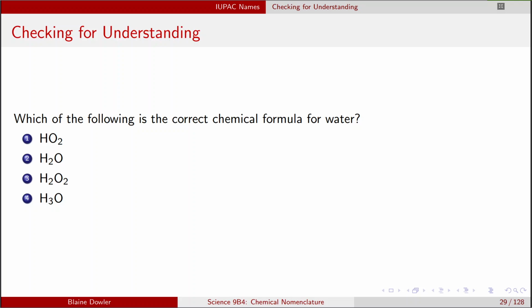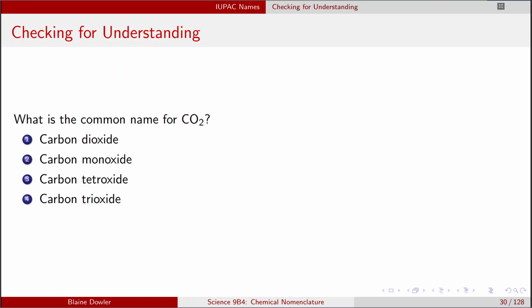Which of the following is the correct chemical formula for water? Is it HO2, H2O, H2O2, or H3O? Pause now if you need more time. Water is H2O. What is the common name for CO2? Carbon dioxide, carbon monoxide, carbon tetroxide, or carbon trioxide? Pause now if you need more time. This is carbon dioxide.